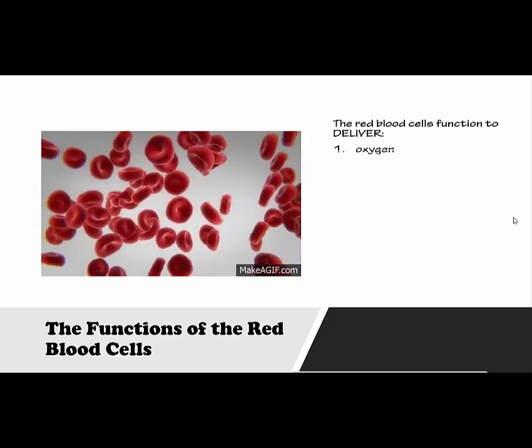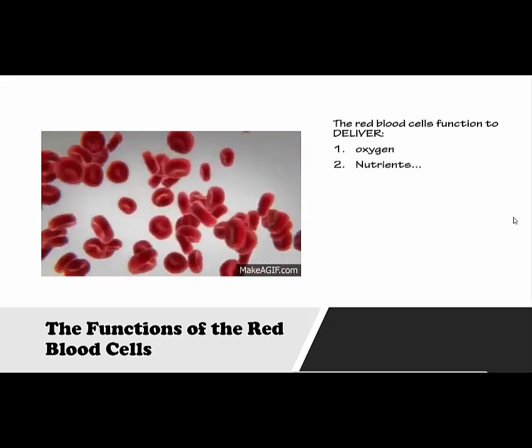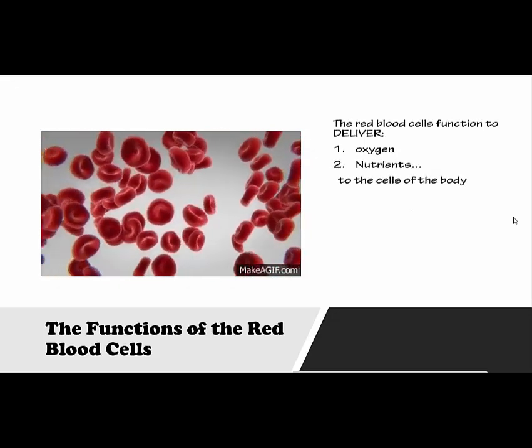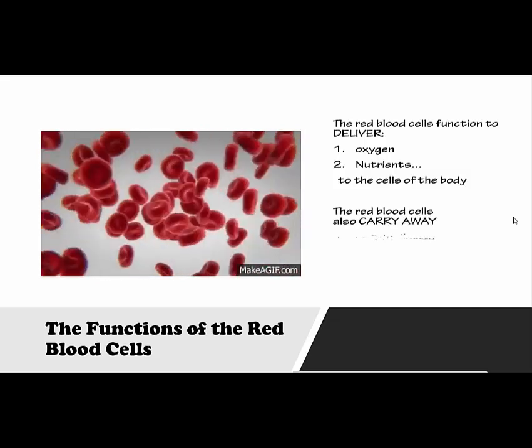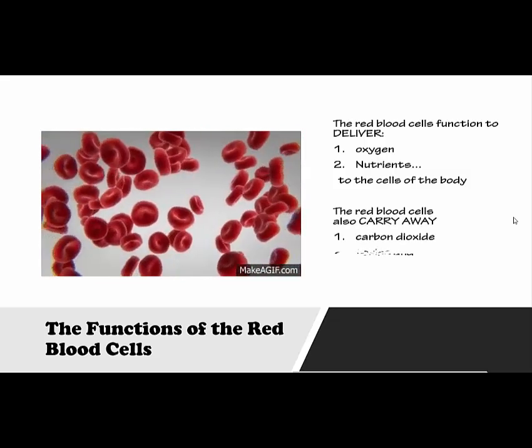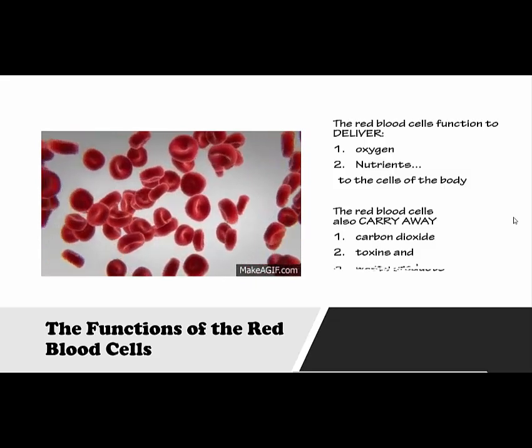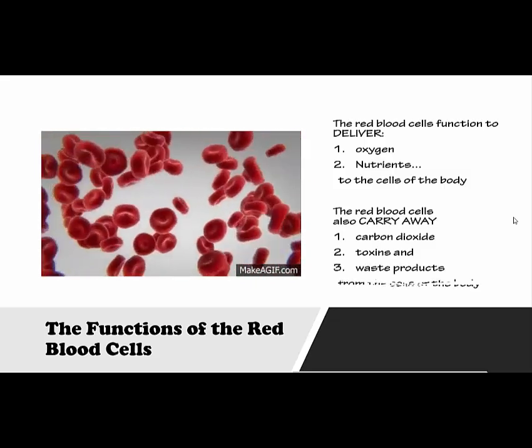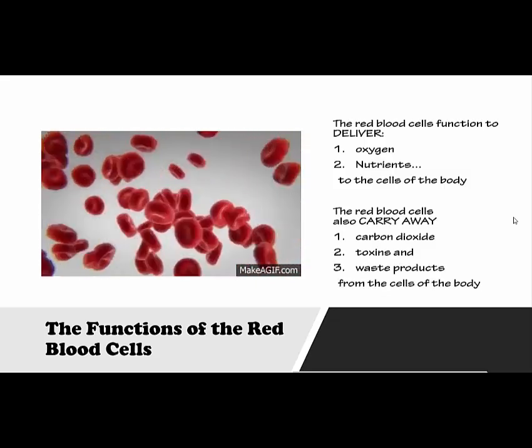The red blood cells function to deliver oxygen and nutrients to the cells of the body. The red blood cells also carry away carbon dioxide, toxins, and other waste products from the cells of the body.